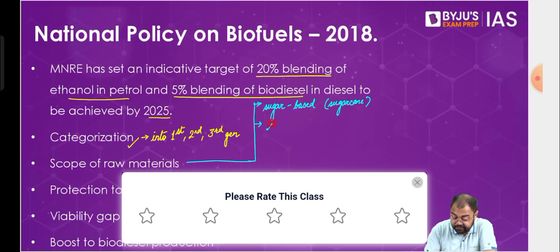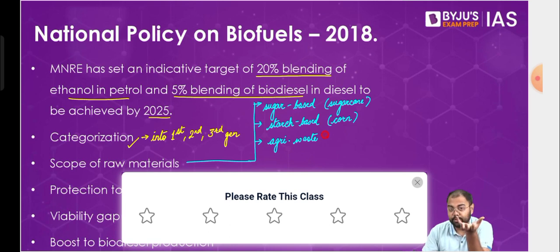Then after that, they have defined starch-based crops. Starch-based crops basically are the energy crops. For example, you can take corn as an example. So starch-based crops have been added. Then agricultural waste. In case of agricultural waste, crop residue is an example. Then after that, even municipal waste can be used.